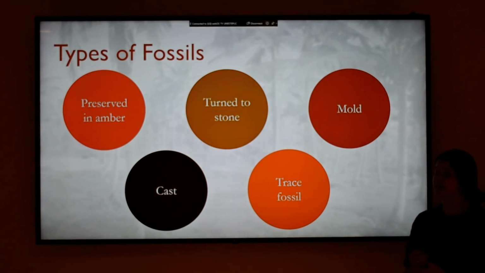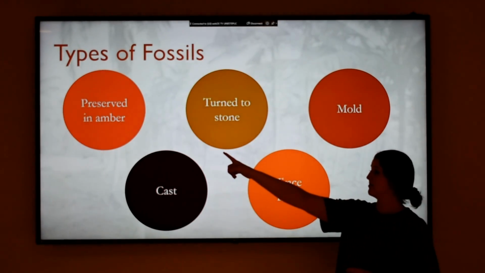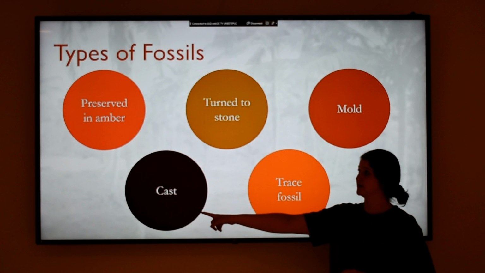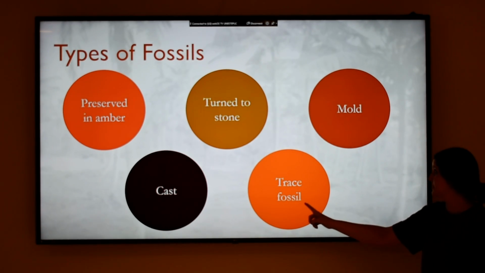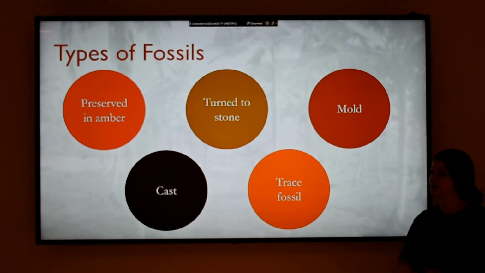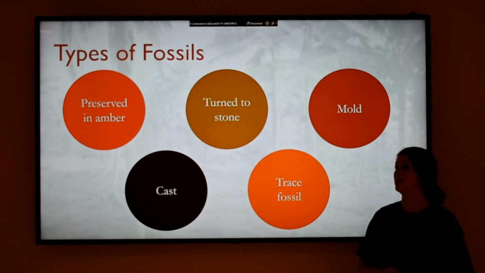These are some different types of fossils that we're going to talk about here in just a few minutes. One of them is preserved in amber. We have cast fossils, turned to stone fossils, trace fossils, and also mold fossils. So we'll go ahead and get started talking about each one of these.